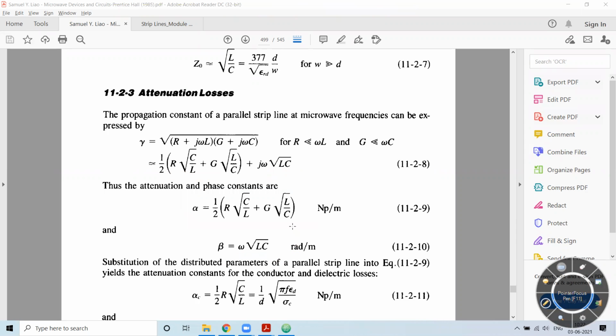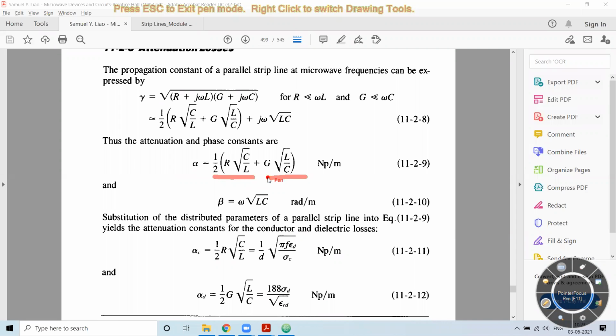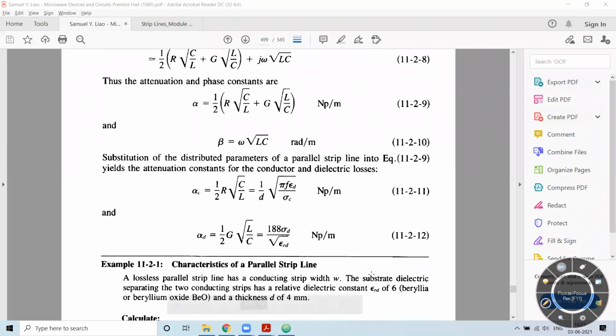Now here, if we observe again, this alpha is made up of two parameters: one is R into square root of C by L, and another one is G into square root of L by C. Since the first is a resistive parameter, it leads to attenuation due to the conducting element, and the second one is attenuation due to the dielectric element or the dielectric substrate.